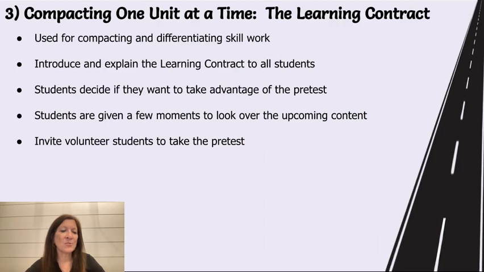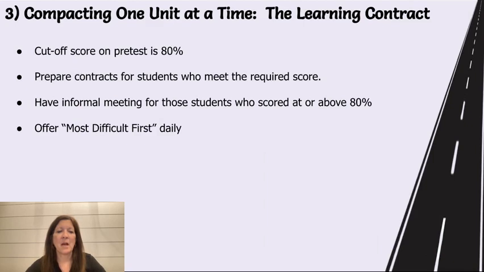At the beginning, students should be introduced to what the learning contract is, and then they can decide for themselves if they want to take the pre-test opportunity. Students would be given a few minutes to look at the beginning unit or what the upcoming content was, very much like the previous compacting, and then invite volunteers to take the pre-test. The cutoff score this time is 80%.